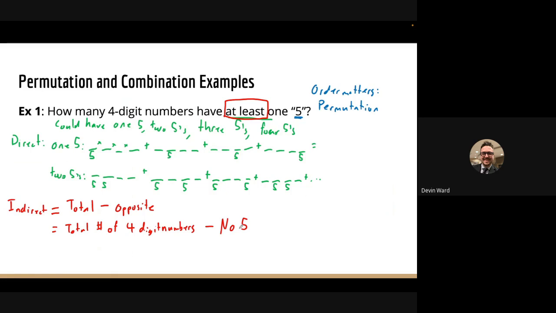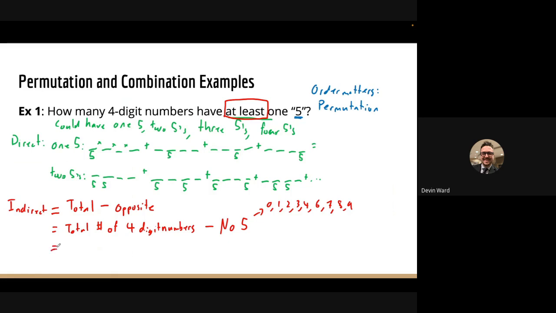Okay, so if the number doesn't have a 5, it'll have 0, 1, 2, 3, 4, 6, 7, 8, and 9. Those are the potential digits that you can have. Okay, so we have 9 potential digits here, but remember we just have to take into account that 0.